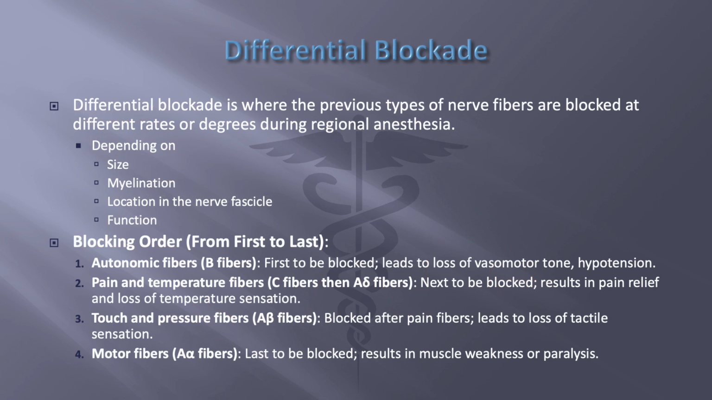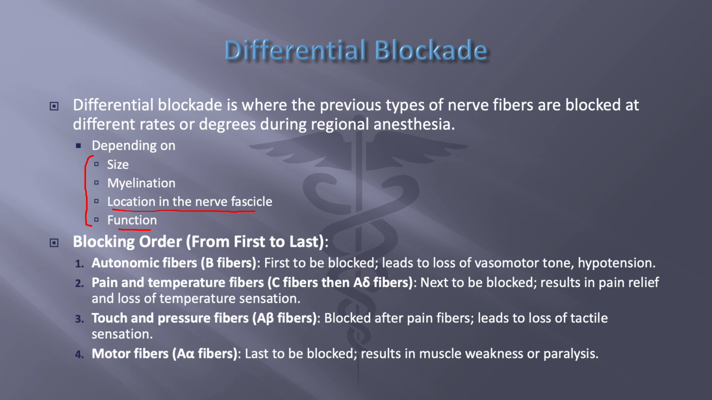So we're discussing all this difference in size, conduction velocity, and myelination. Well, this leads to what we call a differential blockade. Differential blockade is where the previous types of nerve fibers we just talked about are blocked at different rates or degrees during regional anesthesia. And as we were discussing, this depends on size, myelination, the location of the nerve in the fascicle, and the function.